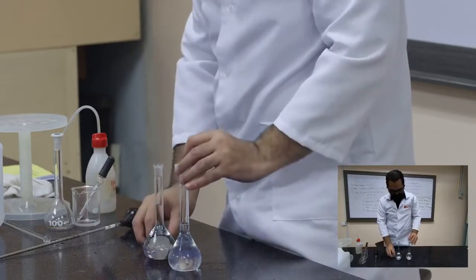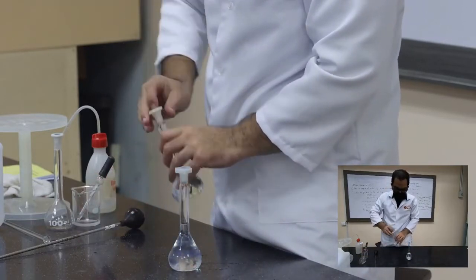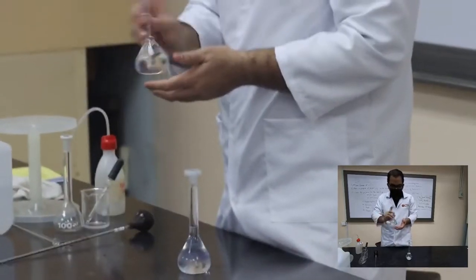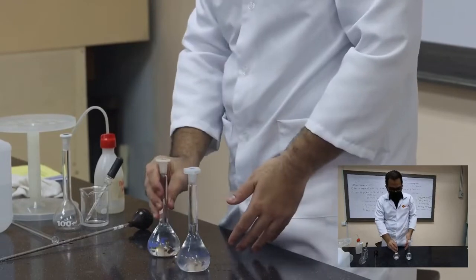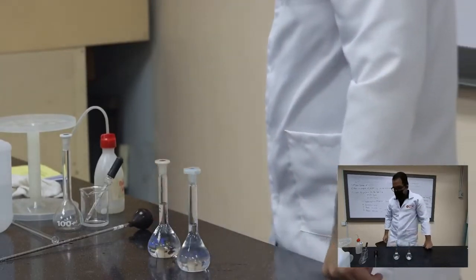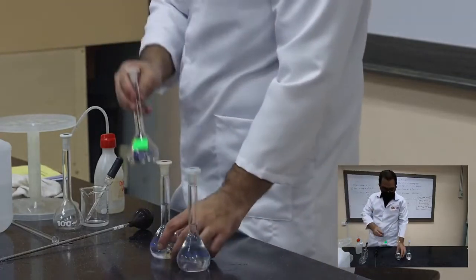Now, I have to cap this volumetric flask, and with the same process, flip it upside down several times to make sure that the solution is homogeneous. Now I have the working solution of 10 ppm.